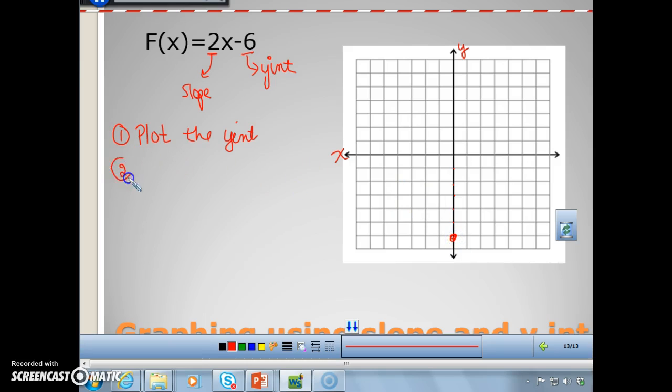And then from this point, you're going to count up to the right 1, because slope really is rise over run. So from this point, we would go up to the right 1, because both of these numbers are positive. So up 2 in a positive direction, right 1. And we can continue to do this until we get as many points as we want to create, again, that same line.